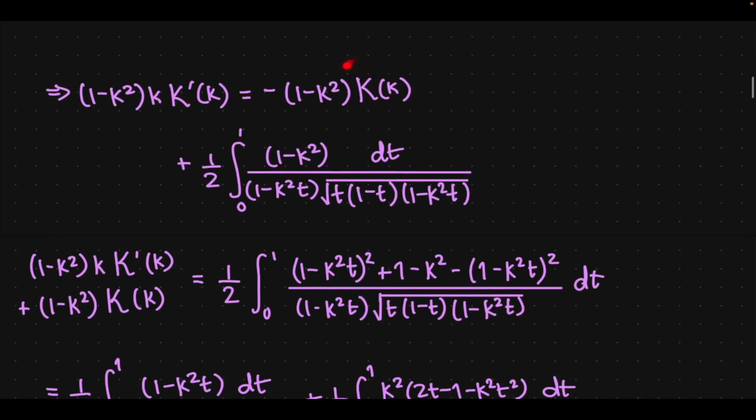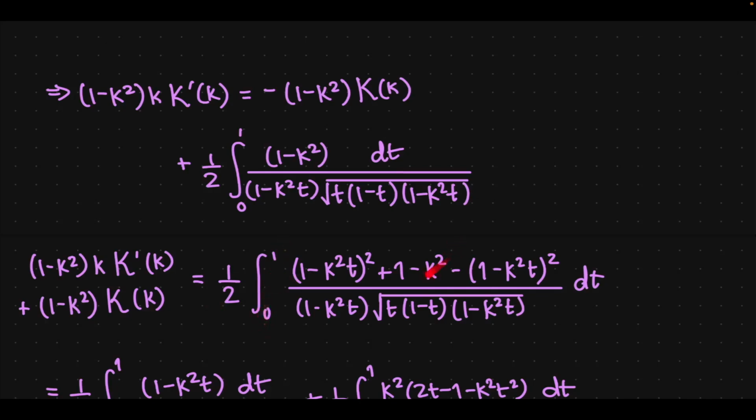So we can just add this lone k term on the left hand side again. So we get (1 minus k squared) times k times capital K prime of k plus (1 minus k squared) times capital K of k equals this integral, 1 half integral 0 to 1.